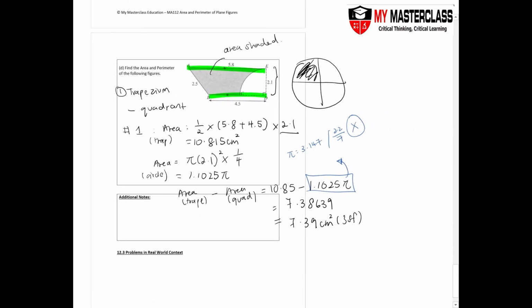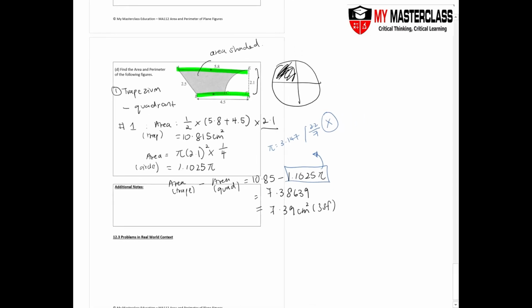Now the next part of the question, they're asking you to solve for the perimeter. So how do we do this? Perimeter is actually quite simple again. You just need to plug in the formula. You don't even need the perimeter of the trapezium. You just need to find the perimeter of AE plus AB plus BC plus CE. This will be the perimeter of the shaded area.